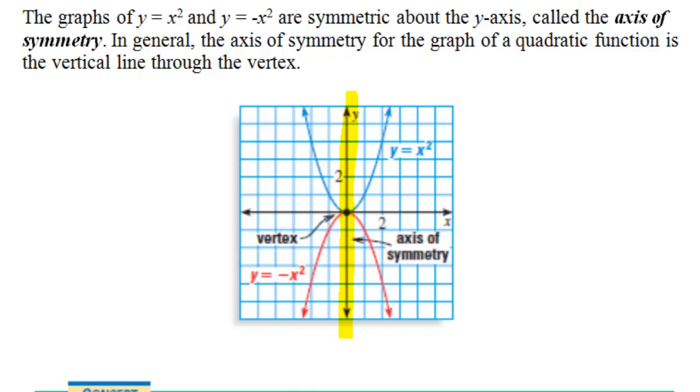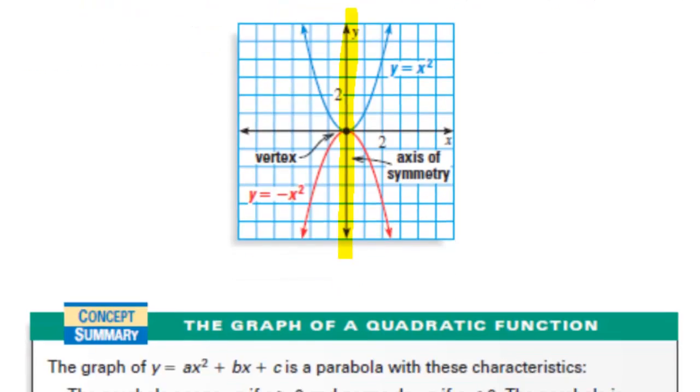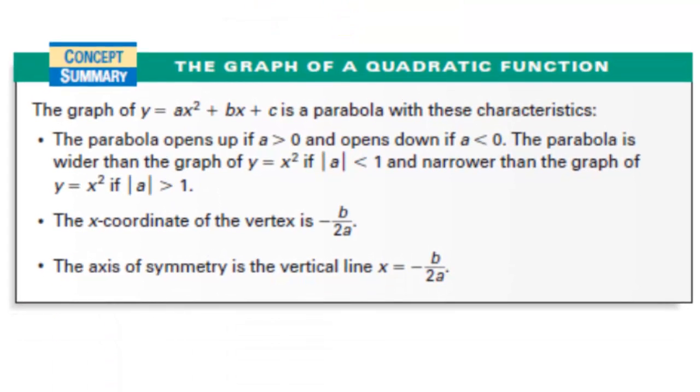In this particular lesson, we're only graphing quadratics that are in standard form, and so we have here a little concept summary of information that you should become very familiar with. This concept summary gives us some general information about quadratic functions and what we'll need to use to graph them. You can see some basic stuff here: if a is greater than 0, it opens up, less than 0 it goes down, and various things like that.